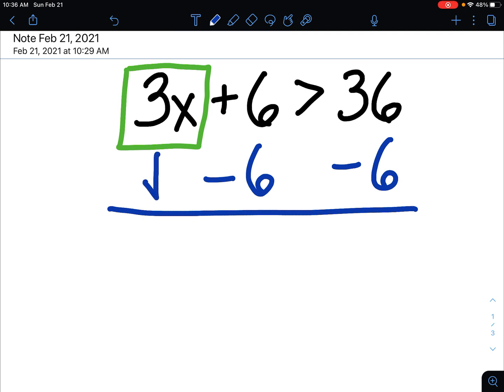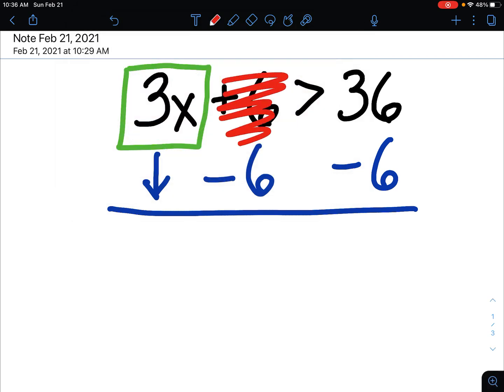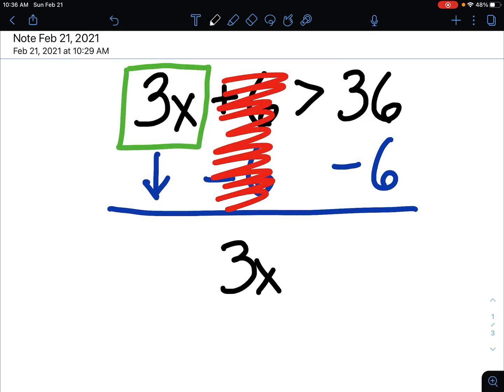Okay, so what that does is that brings down the 3x. I've told you these two cancel each other because I take 6 away from 6 and nothing's left. So I have 3x. I didn't do anything with the inequality symbol, so I'm going to bring it down, keep it the same. And then I do take 6 away from 36, so I'm left with 30.